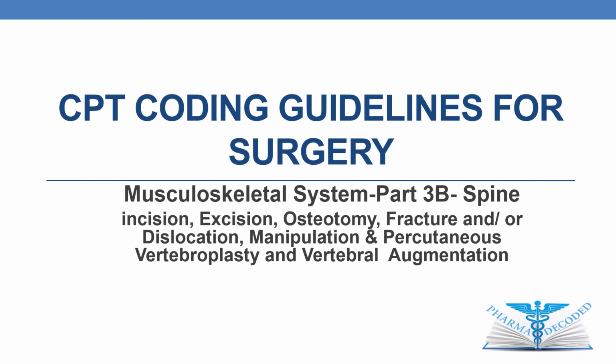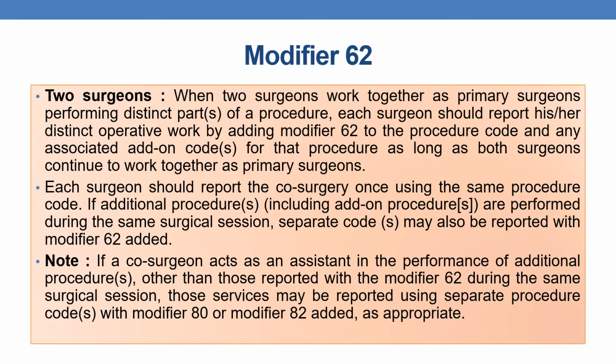Hello everyone, now let us discuss CPT coding guidelines for surgery, musculoskeletal system, part 3b. Here we will be focusing on the spine or vertebral column. In the current session, we will discuss the CPT codes of incision, excision, osteotomy, fracture and dislocation, manipulation, percutaneous vertebroplasty and vertebral augmentation. Now, before going into the CPT sections, let us discuss the 62 modifier.